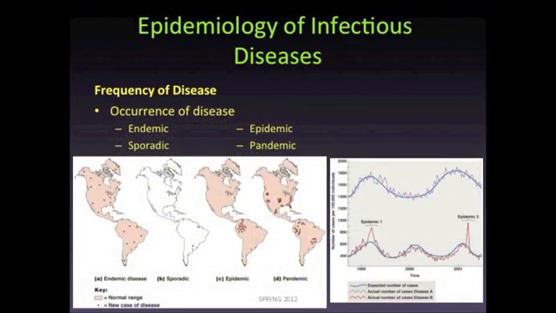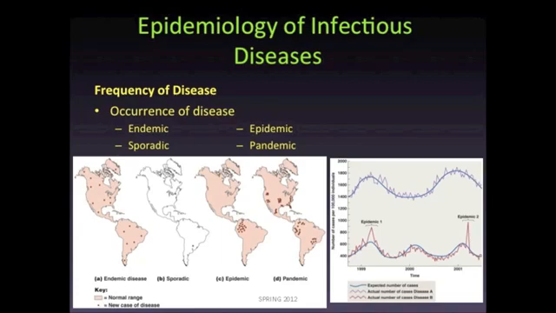Four terms utilized to define frequency and geographic distribution of disease are endemic, sporadic, epidemic, and pandemic. Endemic diseases are those that exhibit a relatively steady frequency within a given geographic location over a long period of time. An example of an endemic disease is Lyme disease, which is transmitted by a tick vector within the northeastern United States.